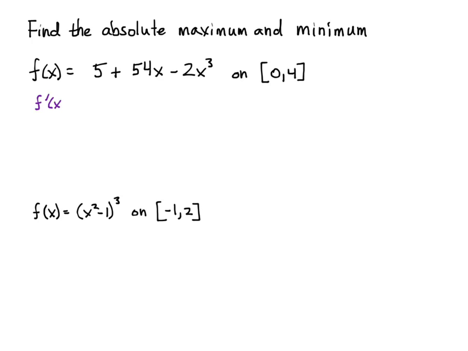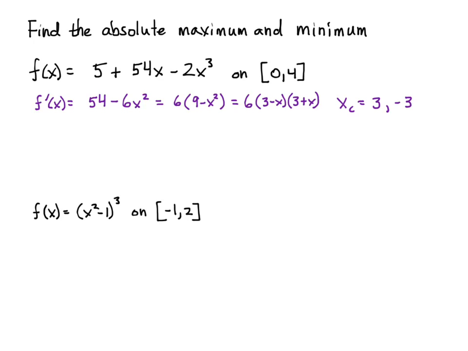So what we're going to do is first take the derivative. Okay, take the derivative of that, we get 54 minus 6x squared, and so I'm going to factor that fully, and so I get my critical values where the derivative equals 0. And so where does this equal 0? It equals 0 at 3 and -3. So those are my two critical values. So now I have four values to look at. I have my two critical values, and I have my two endpoints. And so I want to evaluate f at those 4 points.